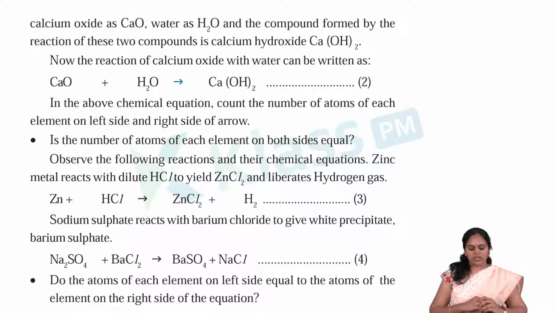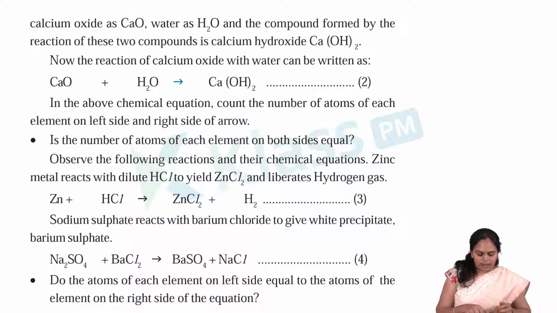Sodium sulfate reacts with barium chloride to give a white precipitate, barium sulfate. As we already learned, some chemical reactions will leave some precipitates. Here also the same thing. Sodium sulfate, that is Na2SO4, and barium chloride BaCl2 give BaSO4, that is barium sulfate, and NaCl, that is sodium chloride. So, are the atoms of each element on the left side equal to the atoms of the element on the right side?